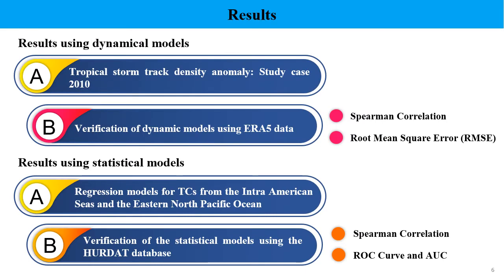Taking into consideration what I told you before, I'm going to show you some of the results that we have obtained for each of the different approaches. First, I'm going to show you the result for the dynamical models. I am going to show you the tropical storm track density anomaly. Later, the verification of the dynamical models using the ERA 5 data, the Spearman correlation, and the root mean square error. For the statistical models, later I'm going to show you the regression models for tropical cyclones from the intra-American seas and the Eastern North Pacific, and the verification of the statistical models using the HURDAT database, the Spearman correlation, the ROC curve, and the area under the ROC curve.